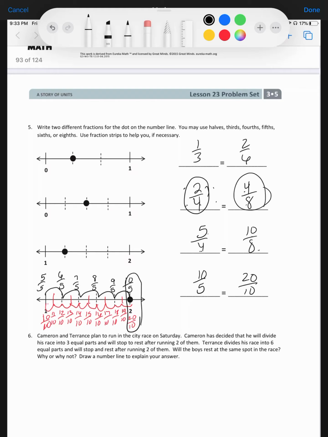Again, look at the relationship between these two numbers. 20 is what to 10? It's double 10. 10 times 2 is 20. 10 and 5. If you double 5, you get 10. 10 times 2 is 20. 5 times 2 is 10. So that's how you will be doing this.